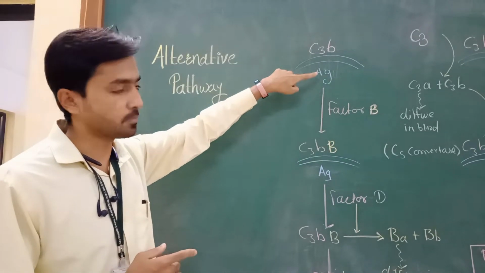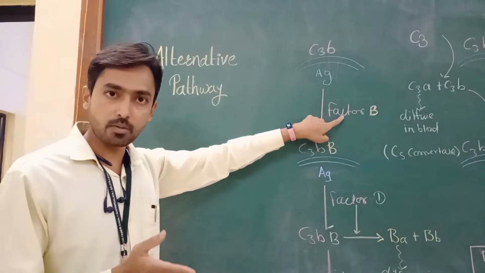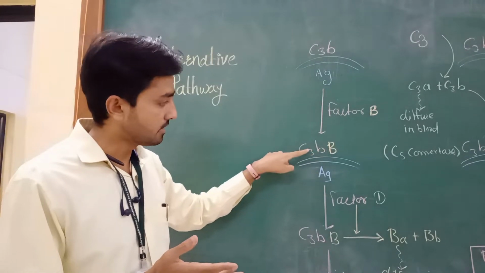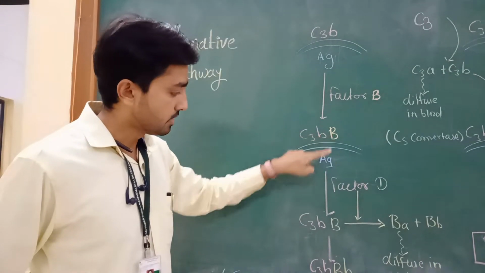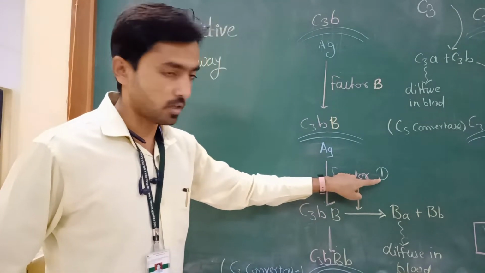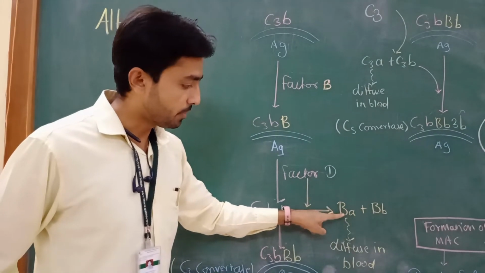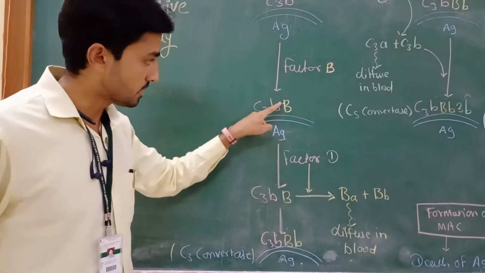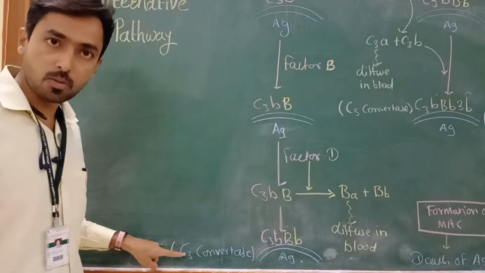But when this C3b binds to the foreign antigen, it activates another protein called factor B. This factor B protein then binds to the C3b to form a C3b complex. Then this complex activates factor D, which is a protease that cleaves this B into two parts, Ba and Bb. That means this factor D cuts the factor B into two parts, Ba and Bb, out of which Ba diffuses in the blood and is deactivated, while Bb again binds on the surface of the antigen to form a new complex, C3b-Bb. This is the C3 convertase complex in the alternative pathway.